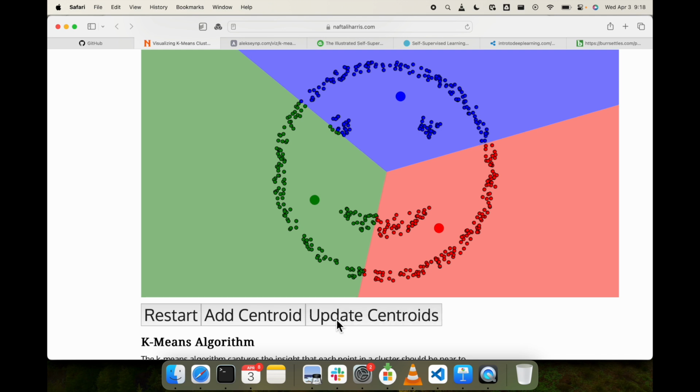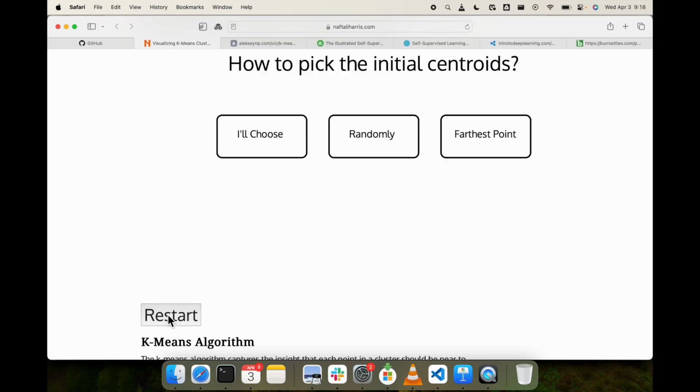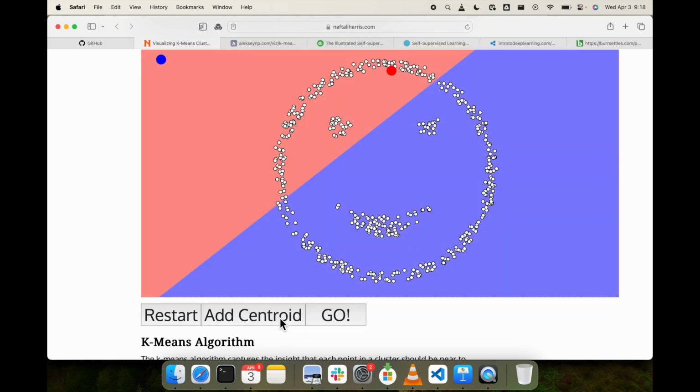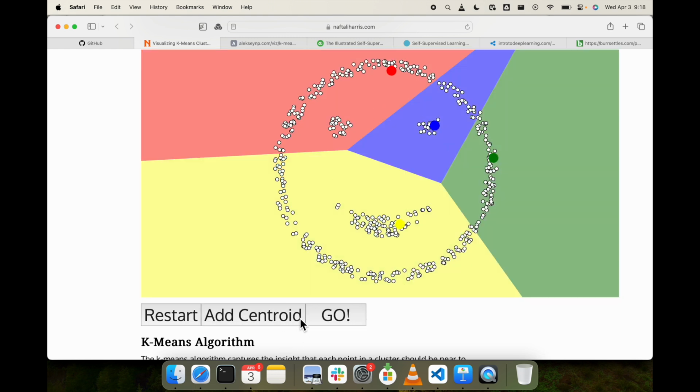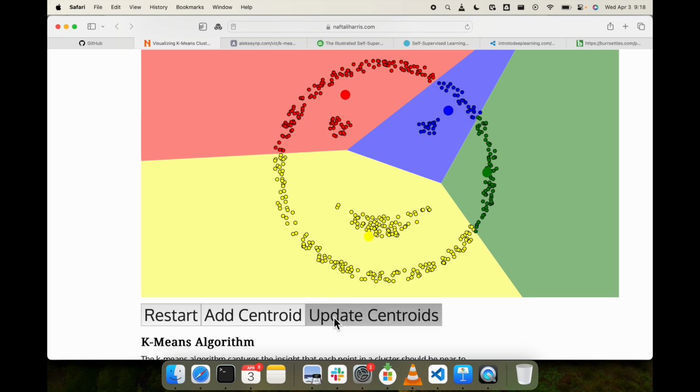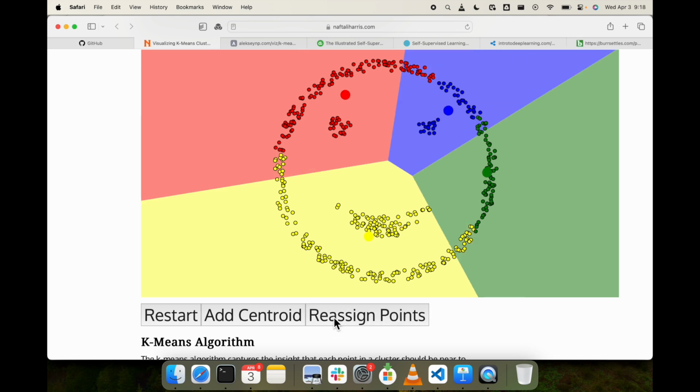And now let me go back and add 4 clusters. Okay, which of these is the best clustering? With 2 clusters, with 3 clusters or 4 clusters, and why?